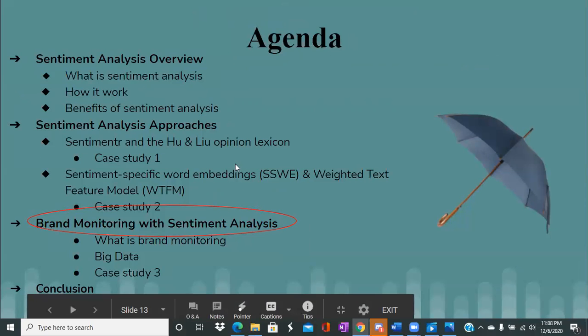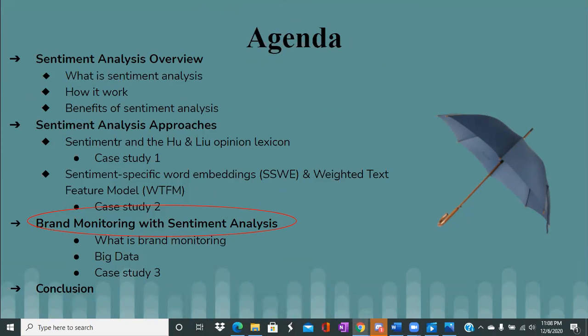So the next topic we'll discuss is brand monitoring with sentiment analysis. That will entail what brand monitoring is, then a little bit of big data and how big data is analyzed, and then the review of the case study.